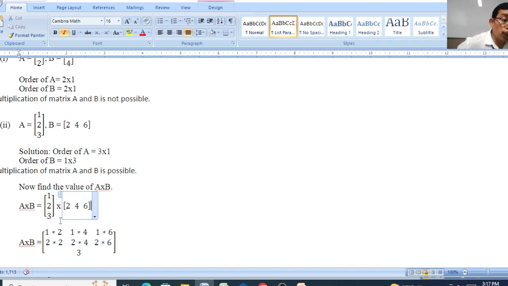Third row, similar procedure. The third row is multiplied by each column, one by one, of the second matrix. Start with the first column. So 3 multiplied by 2, only a single element here. The third row, first column multiplication is complete, and then we receive the third row, first column element in matrix A cross B. Now the third row multiplied by the second column, then we receive only a single element, 3 multiplied by 4.